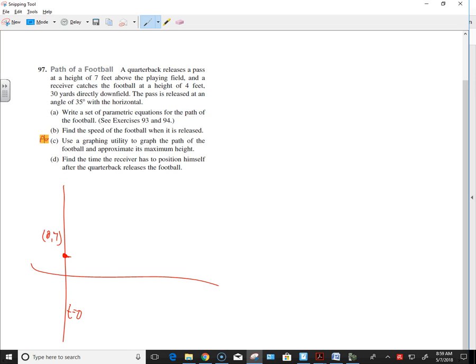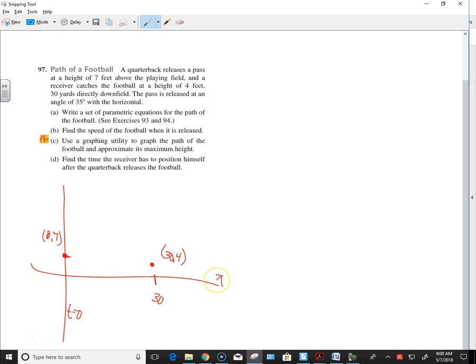Well, I guess 4 feet. No, because you tuck it. Oh, that's weird. Anyway, so (0, 4). Not (0, 4). Wait a minute. I don't know where that is. I know it's 4. Something, 4. Does it say how far down the field? Oh, yeah. 30 yards.